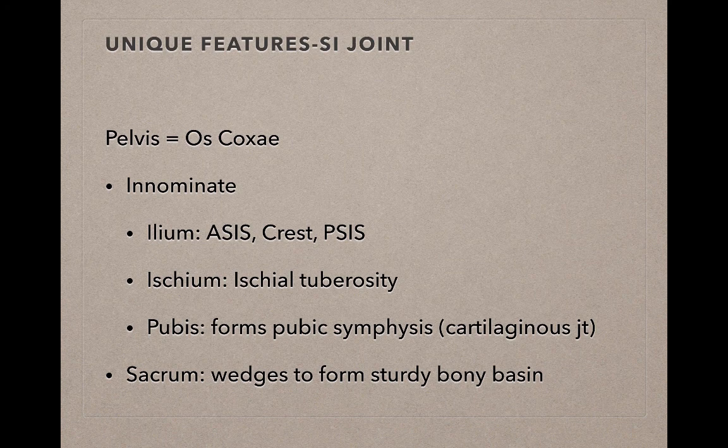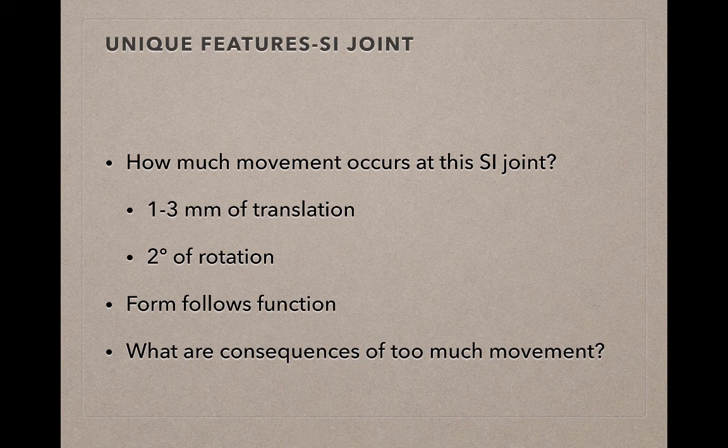The pubis, this is what will form your pubic symphysis. It's a cartilaginous joint. And finally, the sacrum is the wedge between each innominate. And the wedge is there to form that sturdy bony basin. The SI joint then is the articulation between the sacrum and the ilium. It has very strong ligaments that are holding this joint together. And these ligaments we'll list individually here.